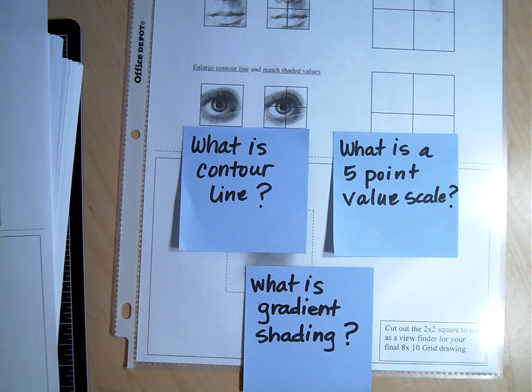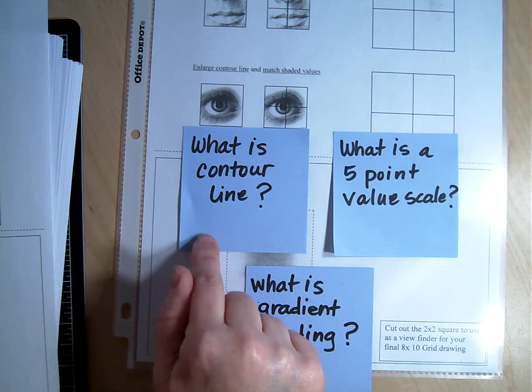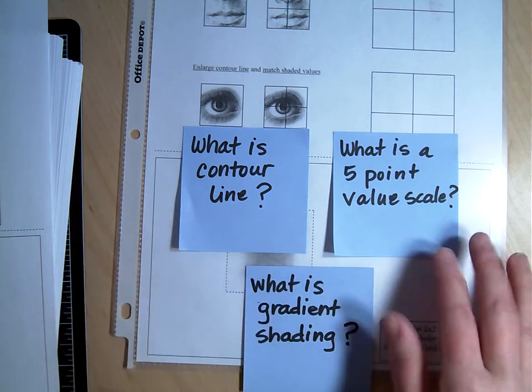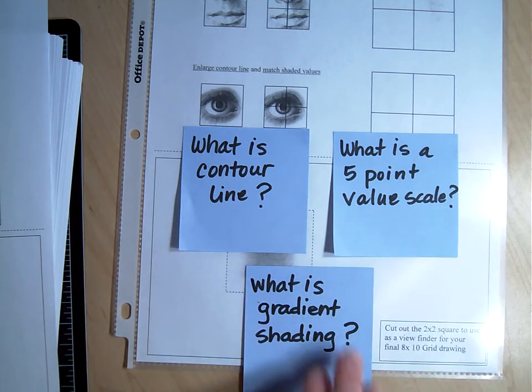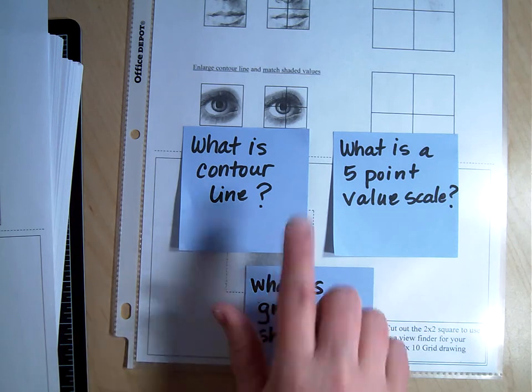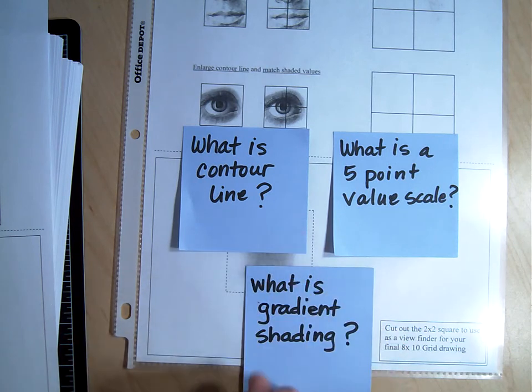Today you're going to be working on some practice for your drawing unit. Some questions to start out with are: what is contour line? What is a 5-point value scale? And what is gradient shading? And more so, why is adding gradient shading to a line drawing important?